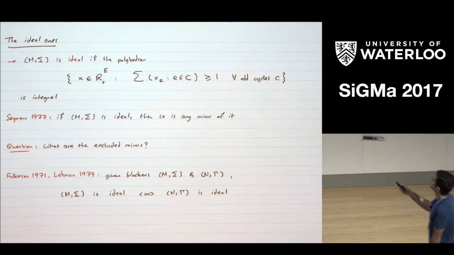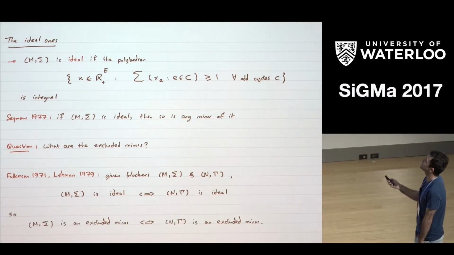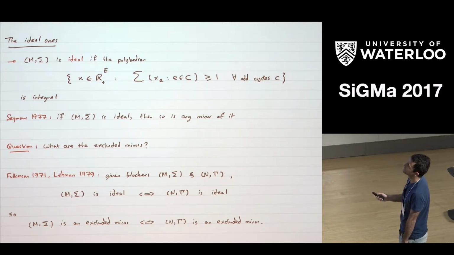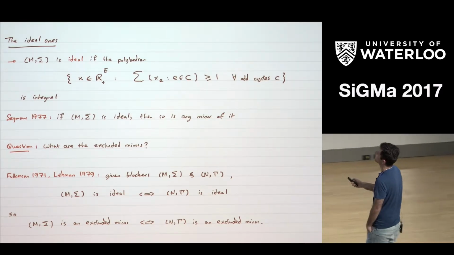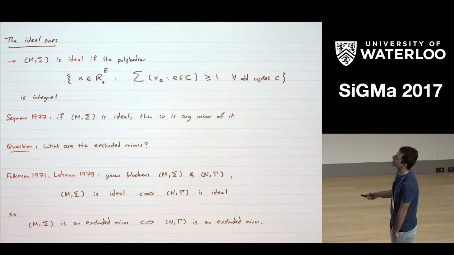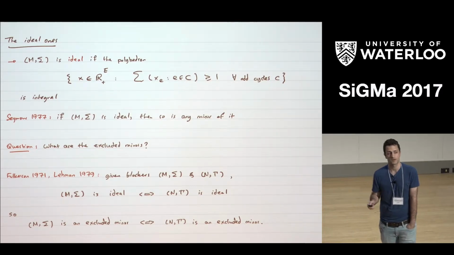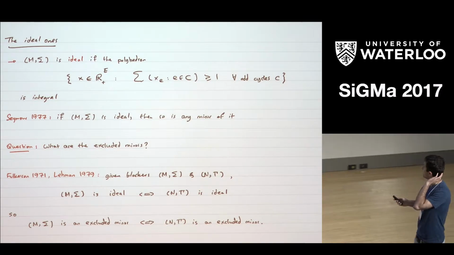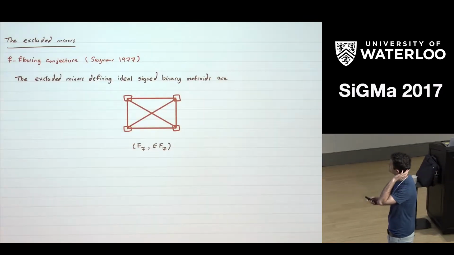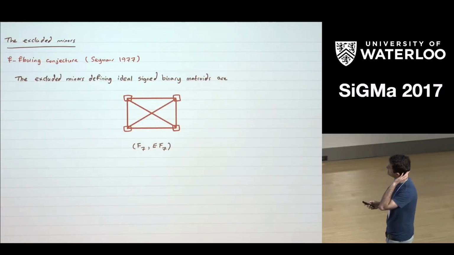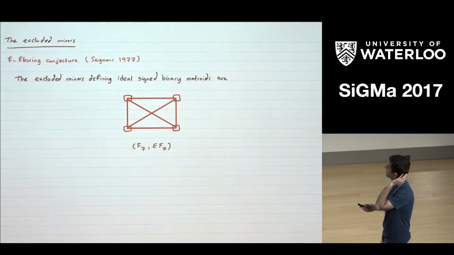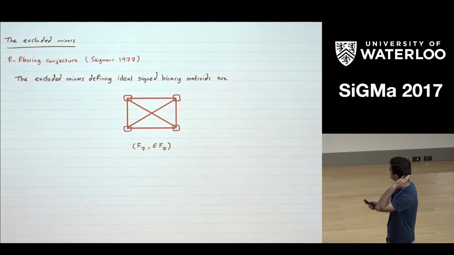In particular, what this implies is that the excluded minors defining the class of ideal signed binary matroids are also closed under taking blockers. So if you give me one excluded minor, its blocker will be another excluded minor. Okay, so Seymour conjectured in 1977 that there are only 3 excluded minors defining ideal signed binary matroids. So what are these excluded minors?